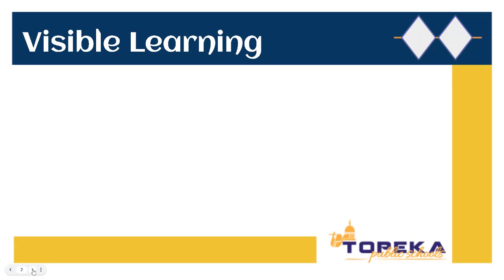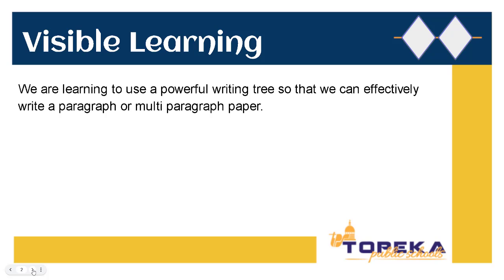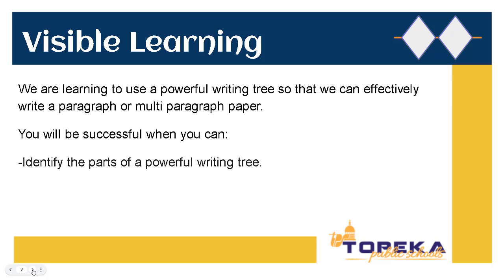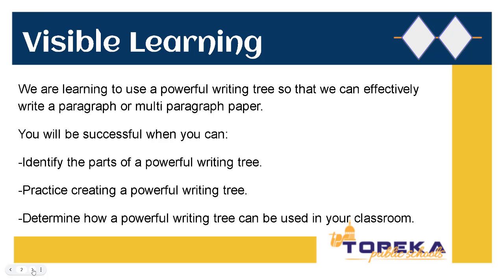Let's begin by reviewing our learning intentions and success criteria. Our learning intention is as follows. We are learning to use a powerful writing tree so that we can effectively write a paragraph or multi-paragraph paper. You will be successful when you can identify the parts of a powerful writing tree, practice creating a powerful writing tree, and determine how a powerful writing tree can be used in your classroom.